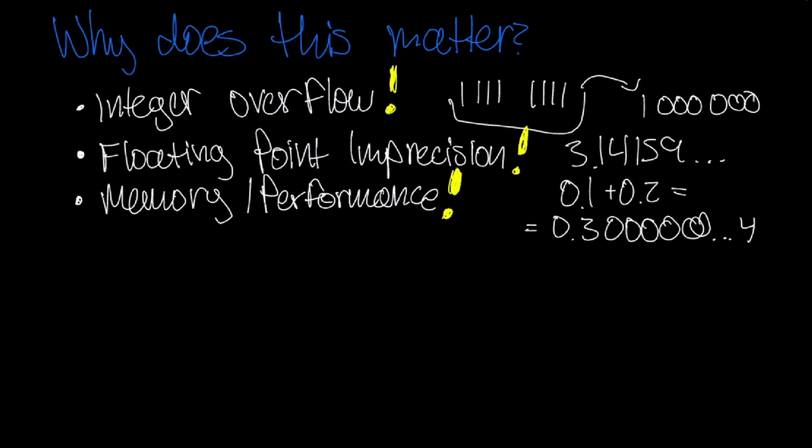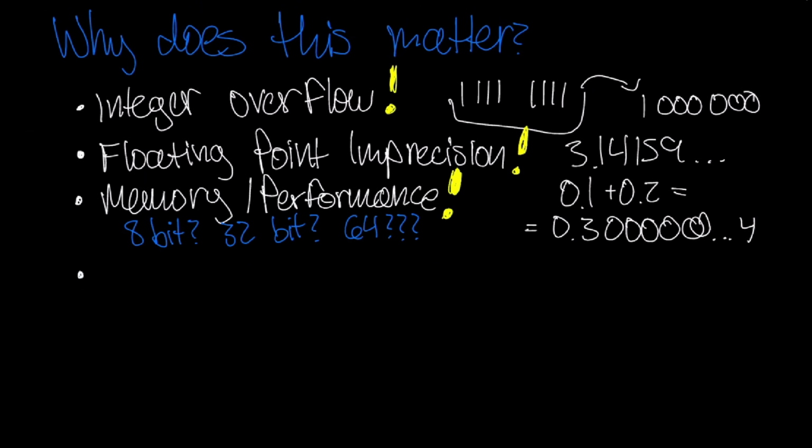Another reason why this matters to us programmers is the idea of memory and performance. Choosing between 8-bit, 16-bit, 32-bit, and 64-bit data types affects how much memory your program uses and how efficiently the CPU processes it. On a 64-bit processor, 64-bit operations are native and fast. Smaller types can save memory but may require extra handling.